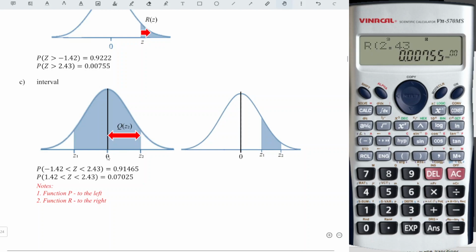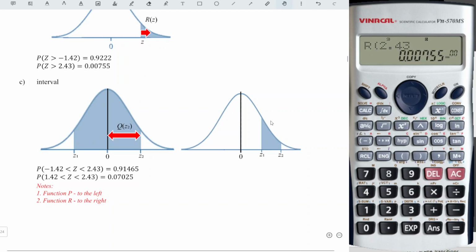Since Q always takes the region starting from 0 to a point, regardless of whether it is to the left or to the right, we always have to involve 0. So for this example, if it is negative to positive, then we have to take QZ1 plus QZ2. We sum up the two regions, A and B.